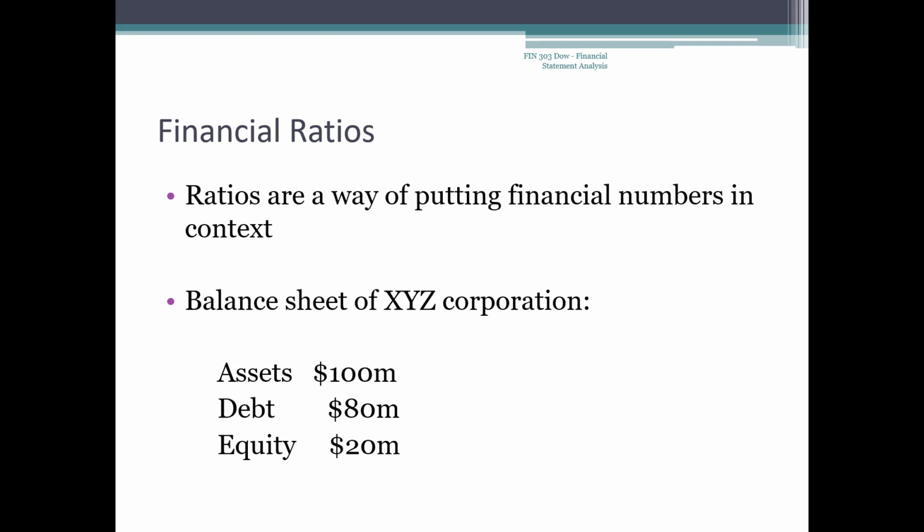Calculating this debt to assets ratio, we get a number of 0.8. That is, 80% of the company's financing comes through debt. But now we're left with the question, is 80% too much? We need to pursue things further.